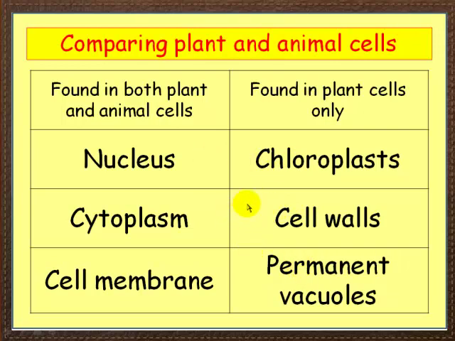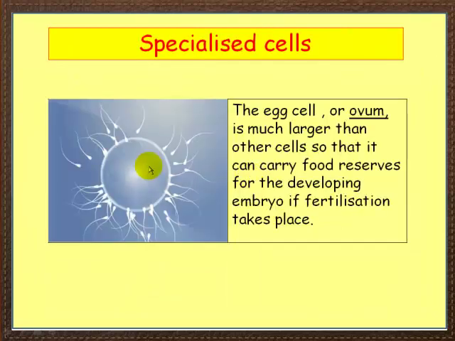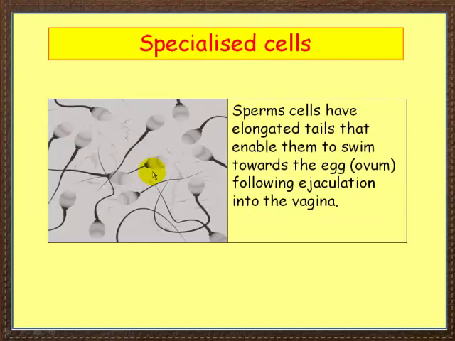Now we looked at a very simple animal and plant cell. Let's look now at more specialised cells. This here is an egg cell or an ovum. You can see here it's surrounded by lots of sperm. Now it's much larger than other cells because it carries food reserves, and here you'll find a developing embryo if one of these sperm gets through and fertilisation takes place. Sperm themselves have got these elongated tails, and this helps them to swim. They can swim to the egg following ejaculation into the vagina.